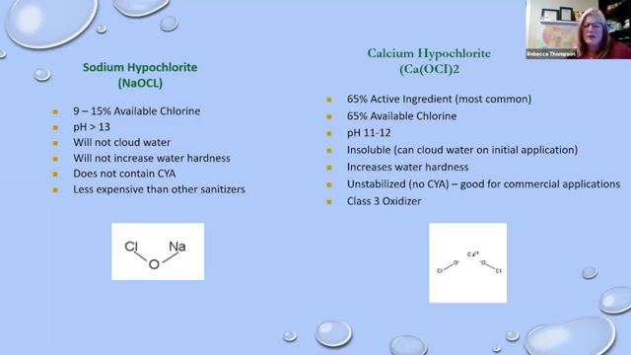Calcium hypochlorite, typically 60 to 65% active ingredient, 65% available chlorine, the higher pH. It can cloud the water. A lot of your calcium hypochlorite shocks will tell you to shock at night. One of the things I tell people, you should shock at night because it's 100% guaranteed to cloud your pool. And if you shock at night, by the time you get up in the morning, the cloudiness should be gone away. It is unstabilized.